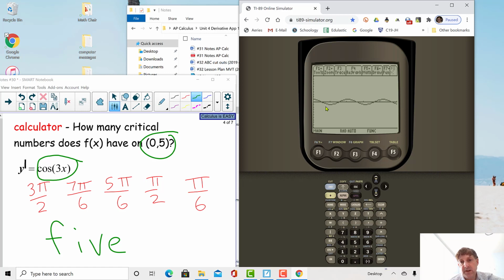If it's difficult to see, you can go back to the window. You can change the y value a little bit. Let's go from -2 to +2. And now when we graph it, it's a lot easier to see. It crosses 1, 2, 3, 4, 5 times.